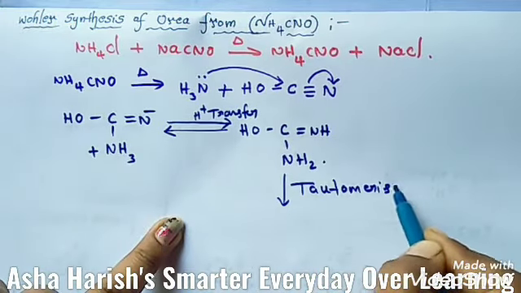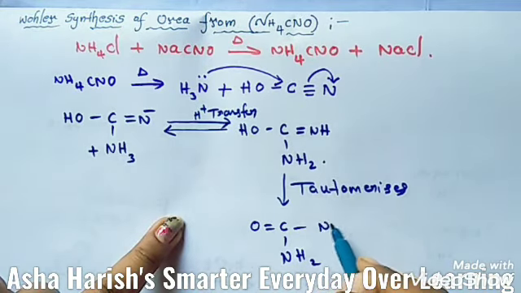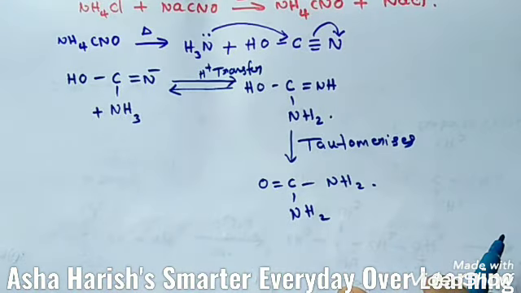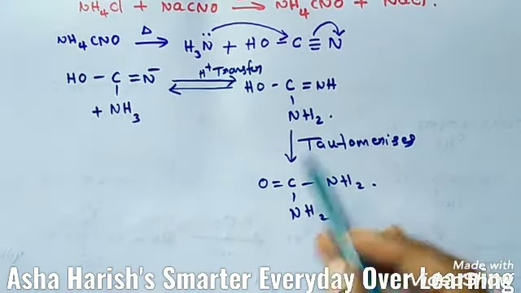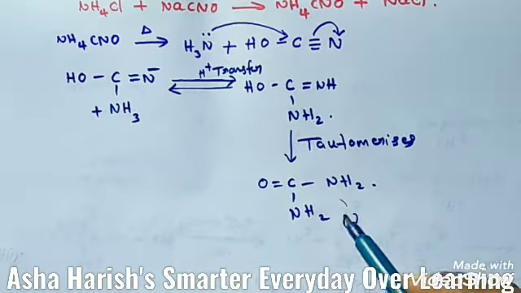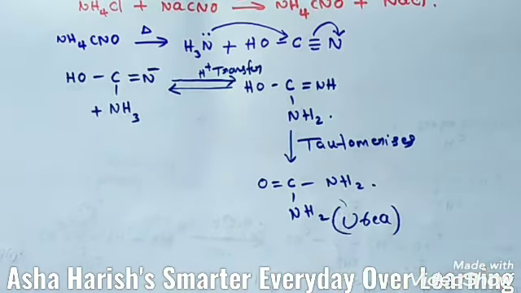Tautomerization. Now NH2, NH2. This is the synthesis of urea from ammonium cyanate. This is urea.